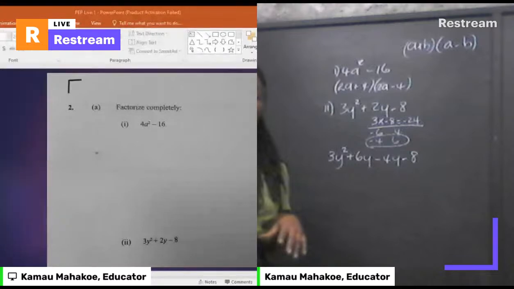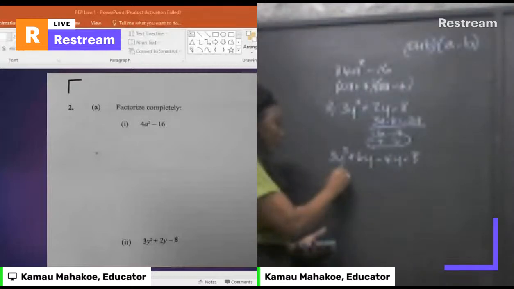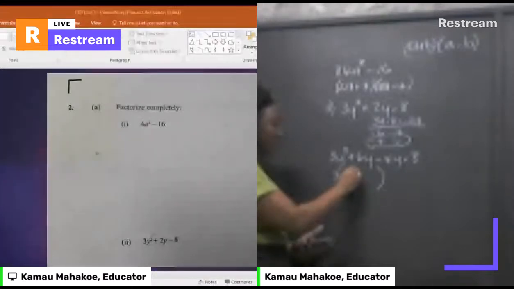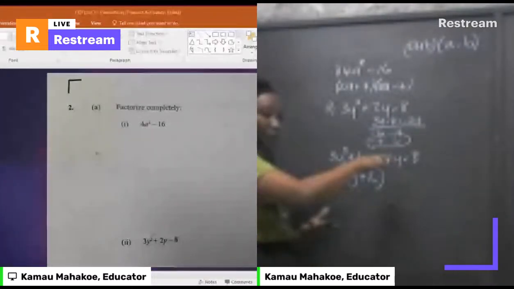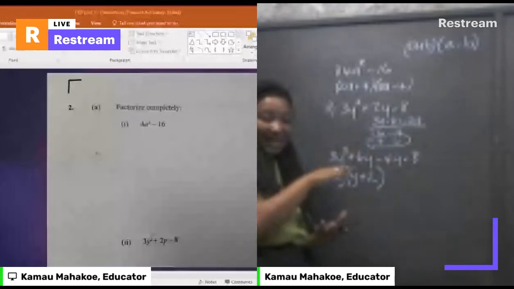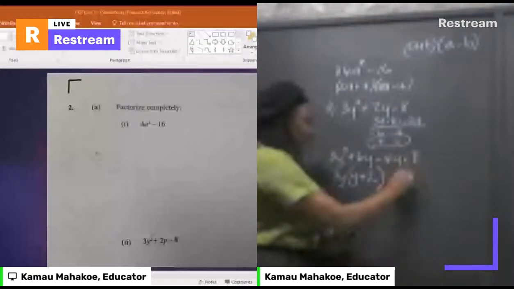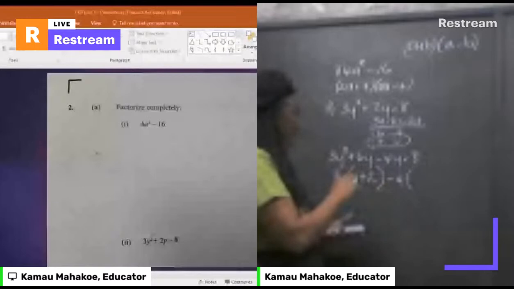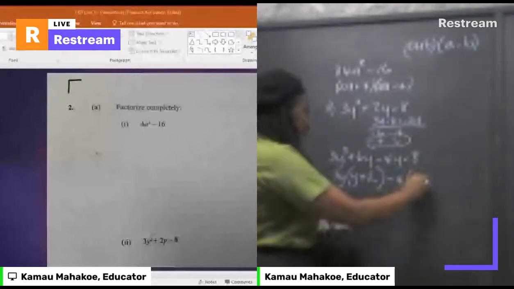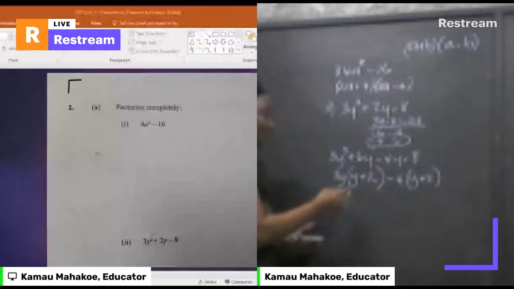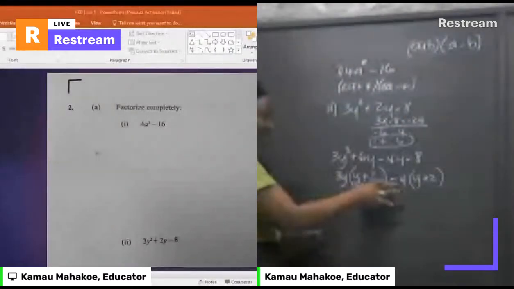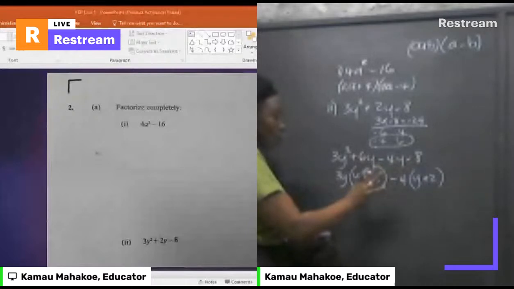3y squared and 6y, what are the common factors? It's 3y, and we put it on the outside. 3y into 3y squared leaves y, and 3y into 6y goes 2. For the negative 4y minus 8, the common factor is negative 4, and negative 4 into negative 4y goes y, negative 4 into negative 8 goes 2. So now we're going to put the two outside factors together. In other words, y plus 2 is a common factor. We write that.